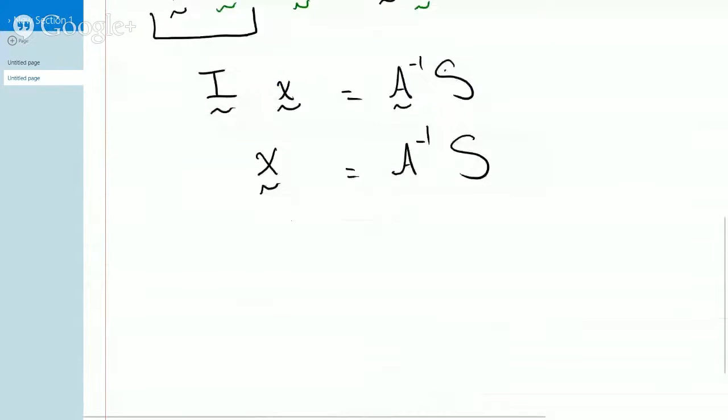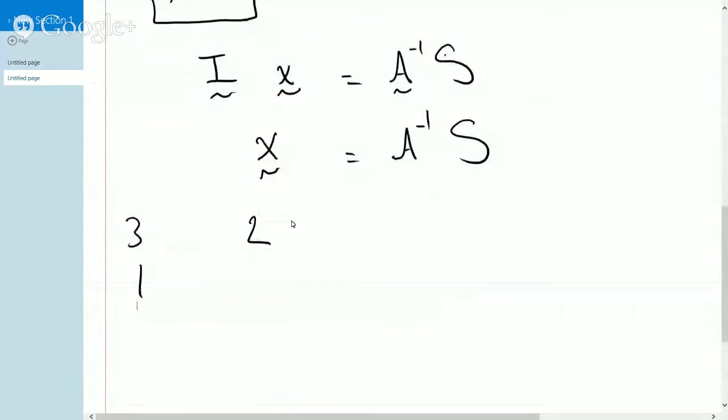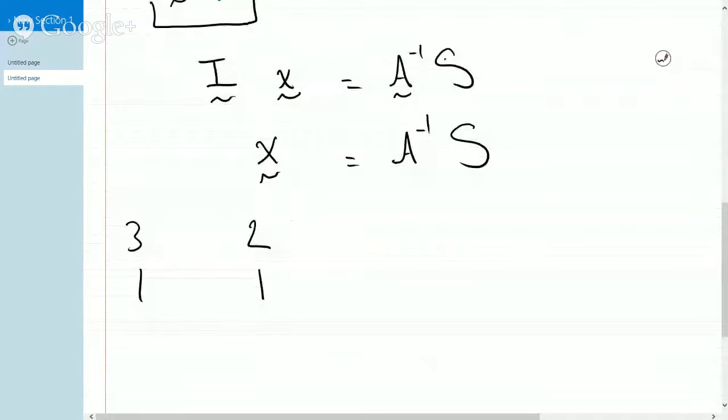Okay, so 3, 2, 1, 1. You want to try, or you want me? Why don't you do this one and I'll do one on the paper? Sure. So 3, 2, 1, 1. So now this is matrix A.